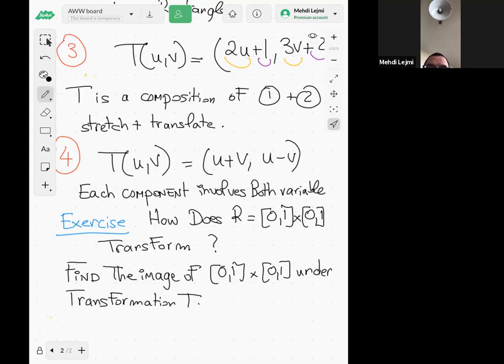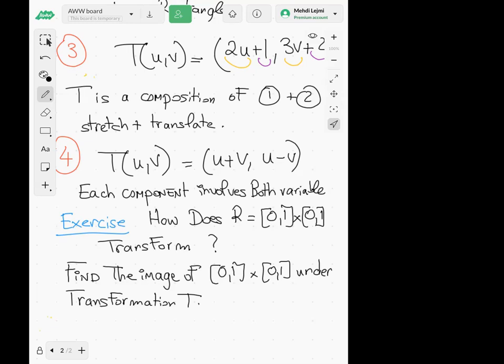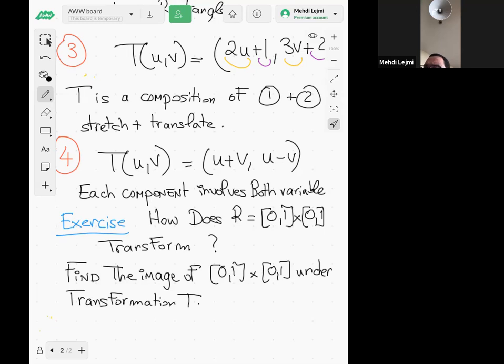Okay, guys, any idea what the image of the square [0,1] cross [0,1] under this transformation T will be? Would the image be a square again, or a rectangle, or a parallelogram? I think I got a parallelogram. I'm not sure. Okay, now actually it's going to be a square.